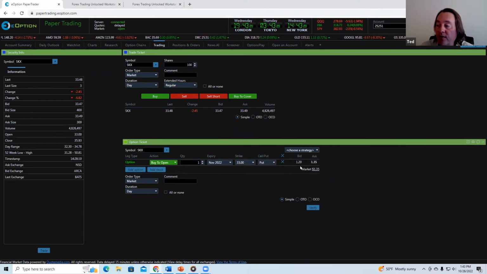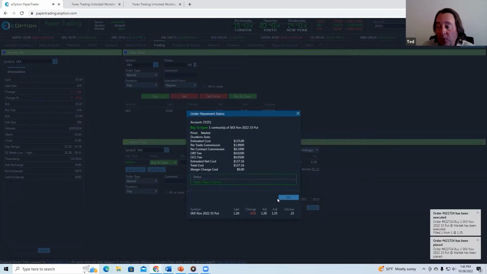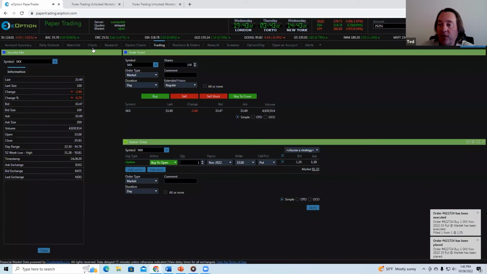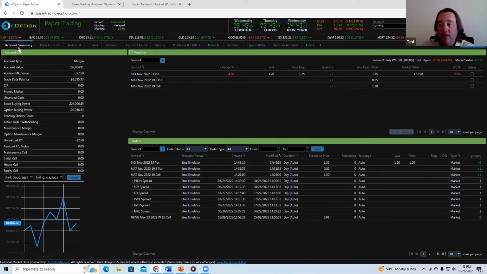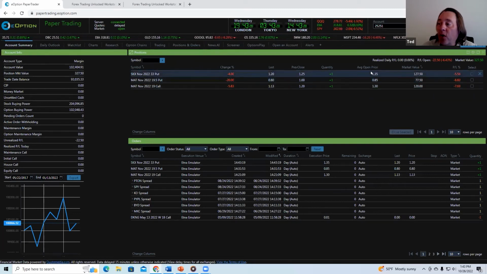So the bid is 120, the ask is 135. So to buy the put, you're paying 135. We verify, you can see 135, your commission structure right there. Boom, we hit the trade and it is filled. Now we go to our account summary, and you can see that average price to open was $1.35 or $135. Now you can see what the market value is. And you can see the percentage change. And now we have this position on.